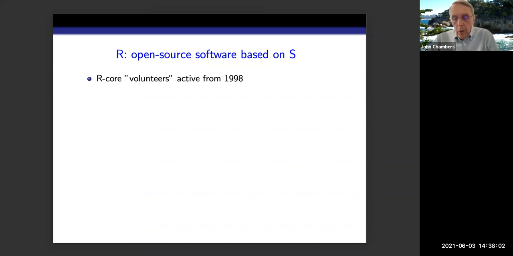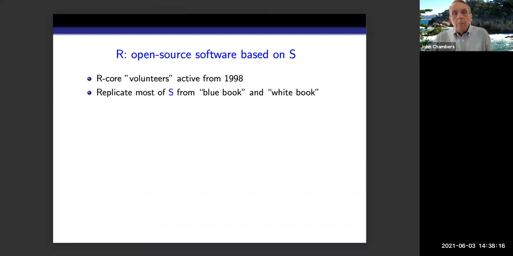And in the period from 1998 on, when implementation of R was going on, the important decision that the R Core group made was that R would replicate most of what was known about S. So R would, in effect, and as it was originally described, become a free S, an open source version of S. What this meant was that the implementation of R would replicate most of what was in the Blue Book as a description of how the language worked, and would implement from the White Book a number of the specific types of models, linear models and various other kinds of models that were described in the White Book, and also the features of the language that were described in that book.